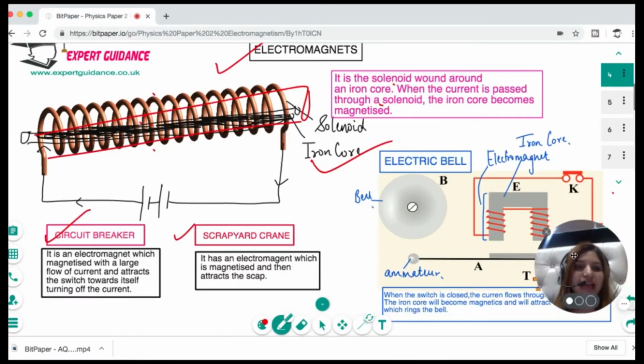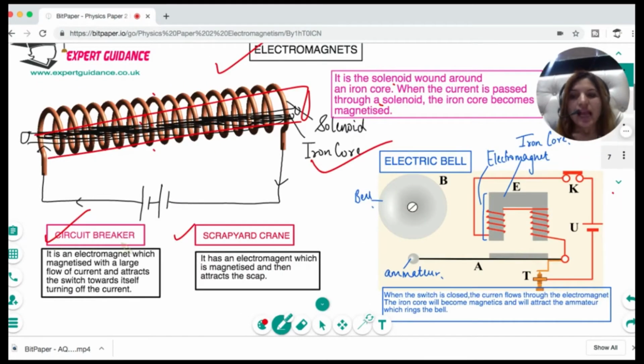Now let's see how this works. In an electric bell, you can see that there is a solenoid which is wrapped around an iron core, okay? And then there's an armature. When we pass the current through the solenoid, the iron core becomes magnetized and attracts the armature towards itself. As the armature is attracted, it rings the bell. So when the switch is closed, the current flows through the electromagnet. The iron core becomes magnetized and attracts the armature, which rings the bell.